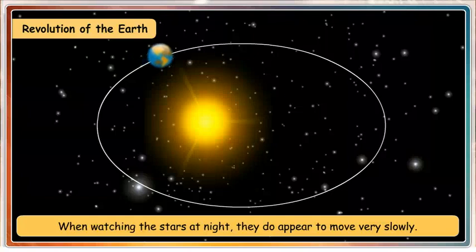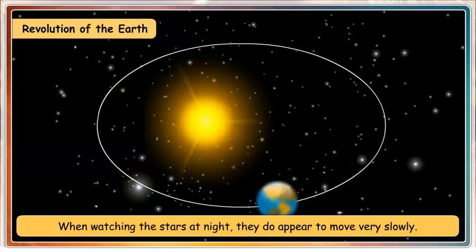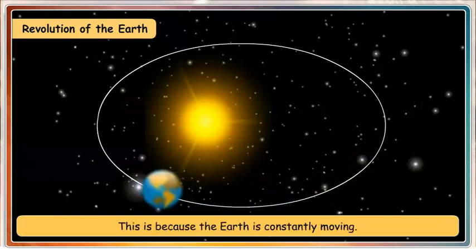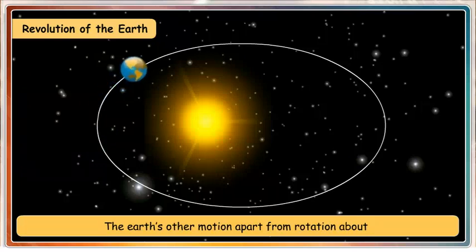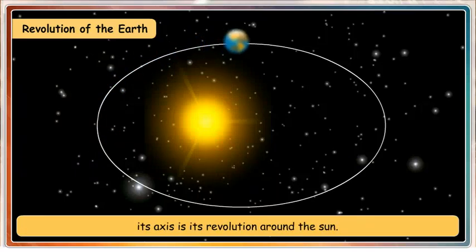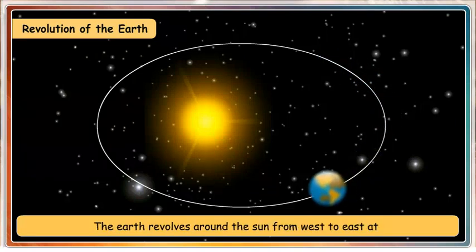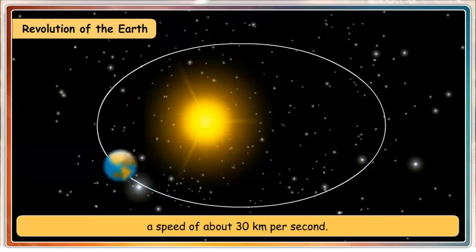Revolution of the Earth. When watching the stars at night, they do appear to move very slowly. This is because the Earth is constantly moving. The Earth's other motion apart from rotation about its axis is its revolution around the Sun. The Earth revolves around the Sun from west to east at a speed of about 30 km per second.